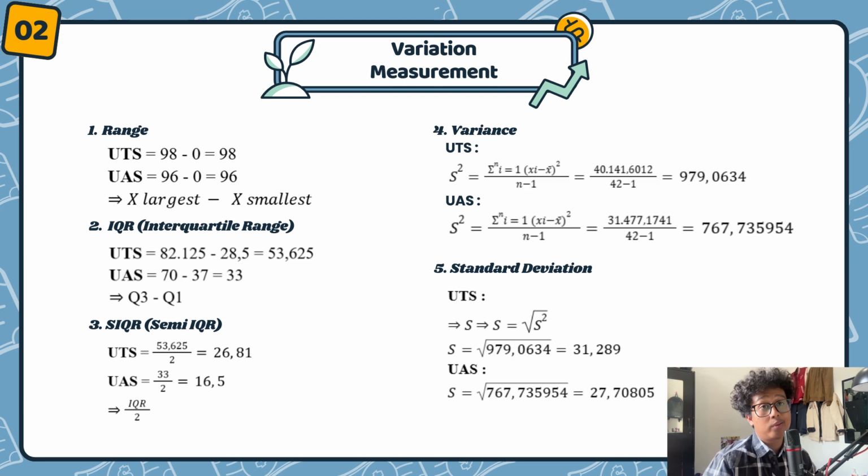Lastly, we have to also calculate the standard deviation. And the standard deviation, it's just s. So we already have s squared, and we only need to root that s squared. So the root of s squared is obviously s. So for the midterm, we have the s, or the standard deviation, is equal to 31.289, and then the final term is equal to 27.70805. And that is for the calculation.